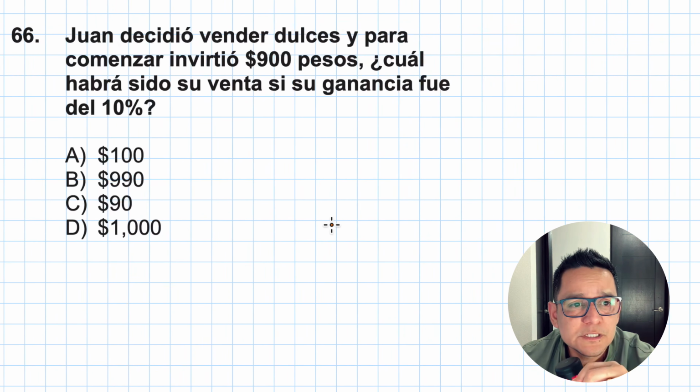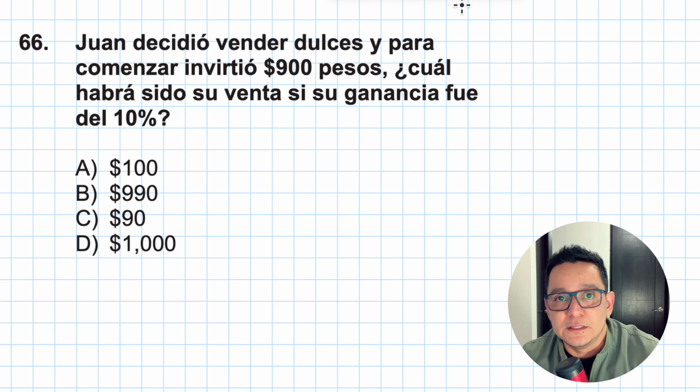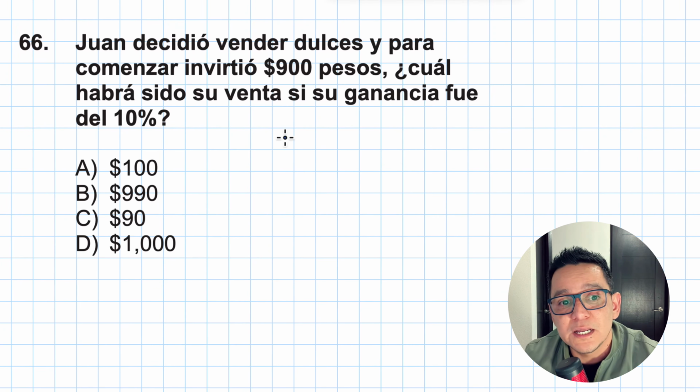Okay, let's move on to exercise 66, which says, Juan decided to sell sweets and bread. To start, he invested 900 pesos. What would his sale have been if his profit was 10%? So what we have to do first is find 10%. I'm going to write here: 10% of what? Well, of 900.